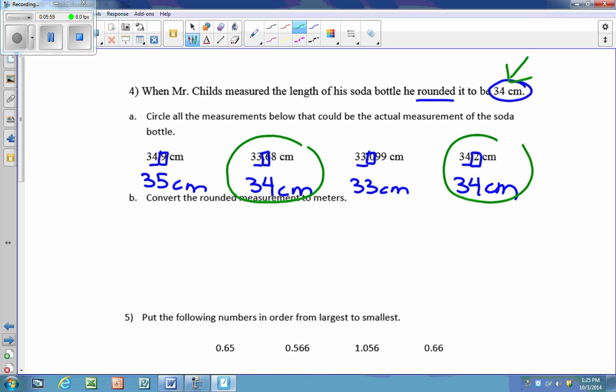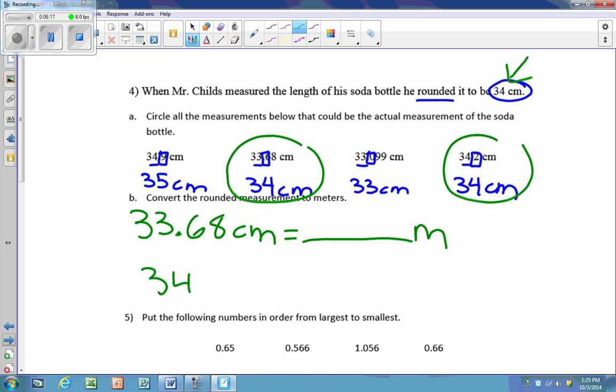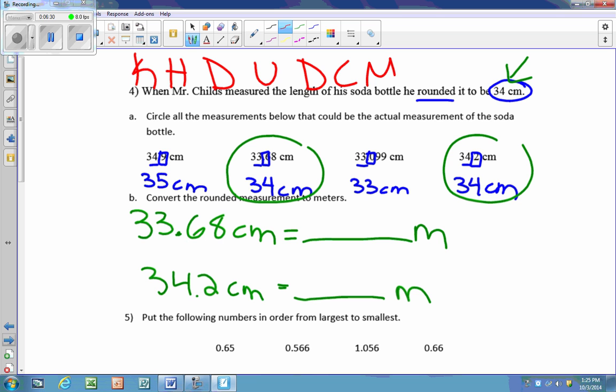Next, it says to convert the rounded measurement. So the two that we're able to round, we want to convert. So we're going to take this and turn it into meters. And we're also going to take this and turn that into meters. So we're going to look. We can't forget, I'm going to do this right at the top, King Henry doesn't usually drink chocolate milk. So we're starting at centimeters. So we're going to put our first dot at our centimeters. And we're going to meters, which is our units.